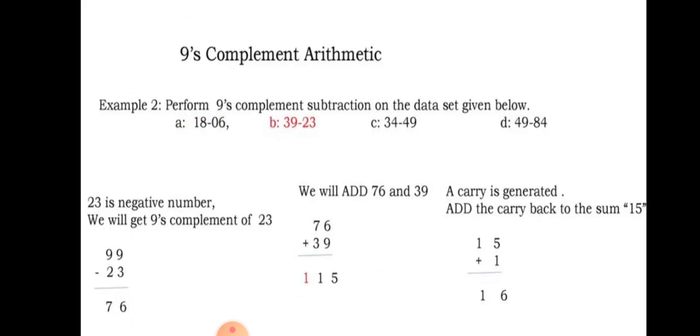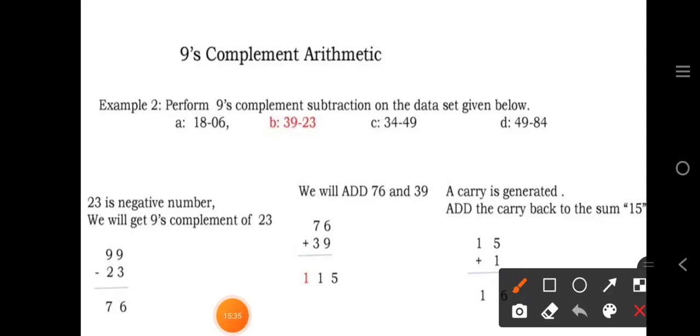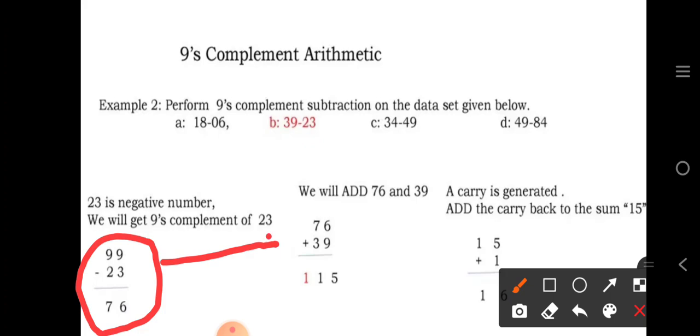Now we will see the second example, which we have solved using the 9's complement. So we have to subtract 23 from 39. For that purpose, the first step is to take the 9's complement of 23. That means 99 minus 23, it will give 76. Now we have to add 76 plus 39.